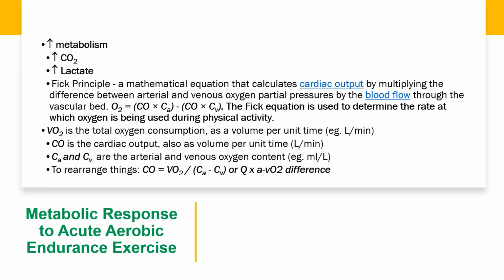The Fick principle is a mathematical equation that calculates cardiac output by multiplying the difference between arterial and venous oxygen partial pressures by the blood flow through the vascular bed. In other words, it takes into account how much oxygen is being delivered to and from the tissues. It makes it a more accurate measure of cardiac output than simply measuring heart rate or blood pressure.